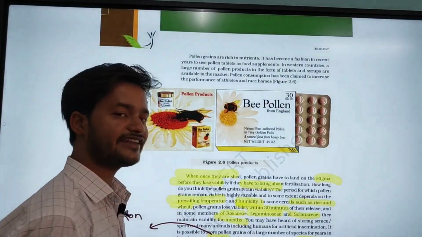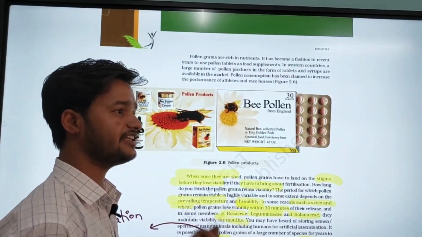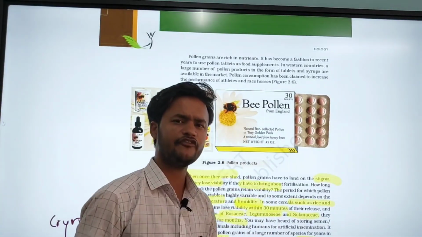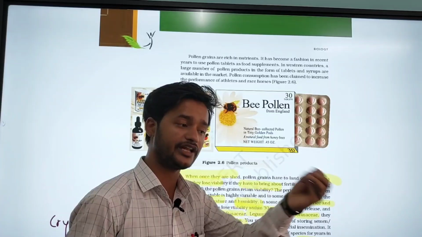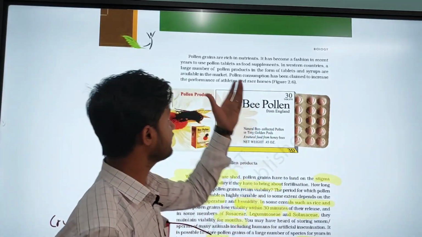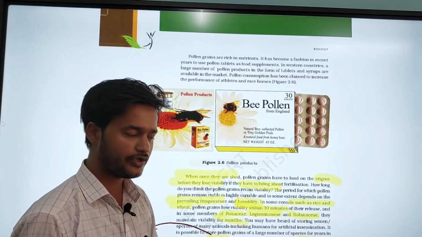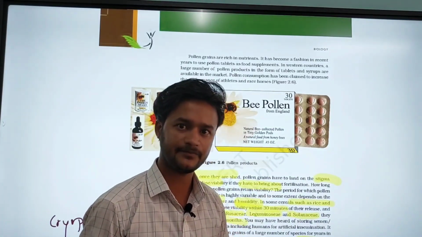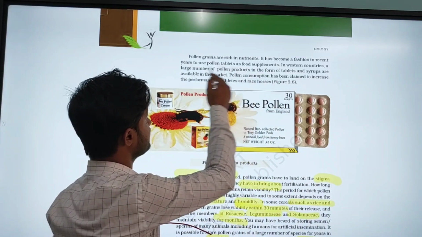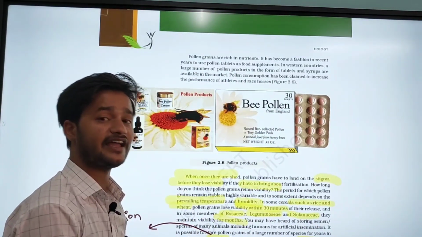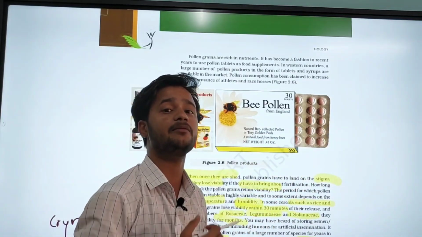Right? Pollen grains are rich in nutrients. Pollen grains contain most of the nutrients, and it has become very fashionable now to take pollen tablets as food supplements, right. So in many western countries, a large number of pollen products like pollen tablets and pollen syrups are available in the market.